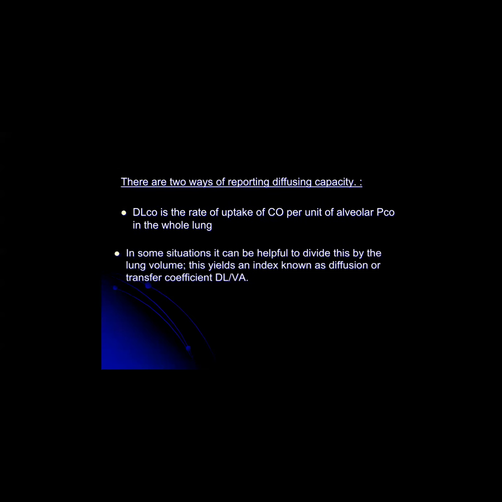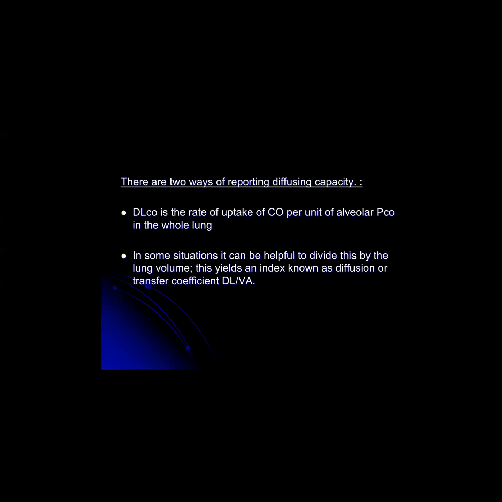There are two ways of reporting diffusing capacities. Either we can say the lung diffusion of carbon monoxide is the uptake of carbon monoxide per unit of alveolar carbon monoxide in the whole lung, or saying that the diffusion of the carbon monoxide divided by the alveolar ventilation is our value. We can report it as an absolute unit or as a ratio with the alveolar ventilation.